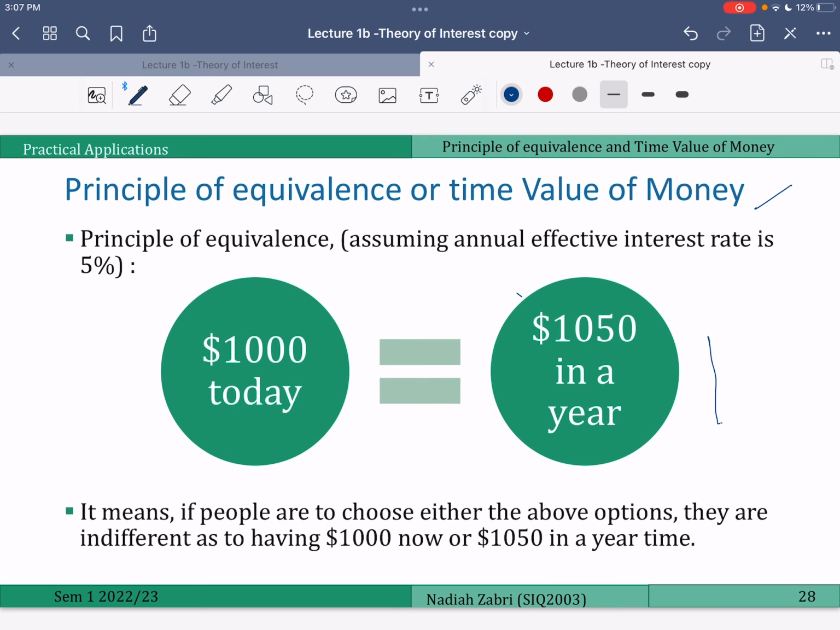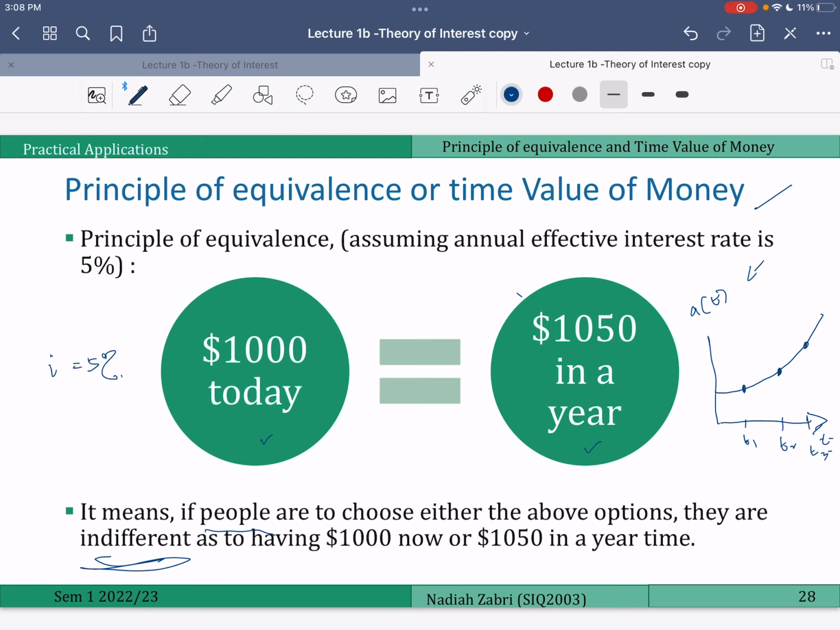Okay, so principle of equivalence, what does it mean? Imagine we have agreed on an accumulation function already, so we think this accumulation function is reasonable. So this is how our investments will grow over time, over T. So what we are saying here, with the principle of equivalence, is that people are indifferent on whether they get this amount at time 1 or another amount at time 2 or a different amount at time 3.